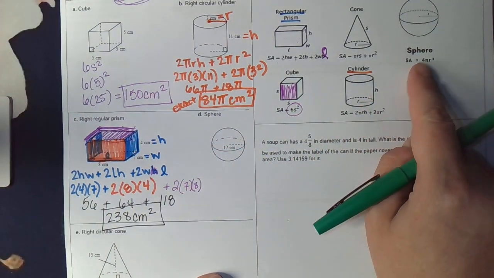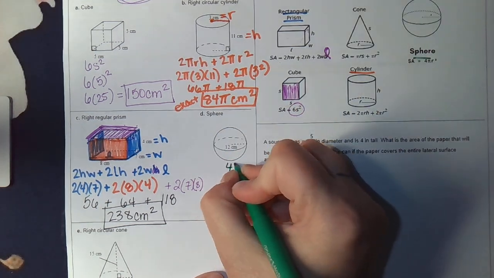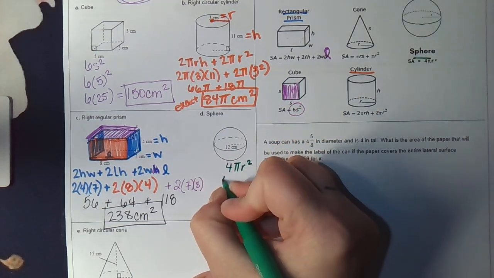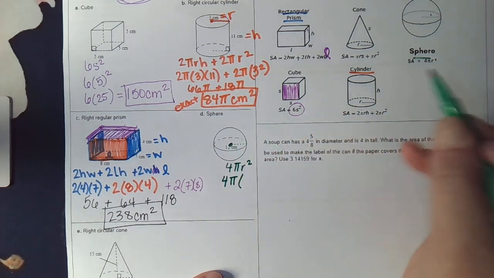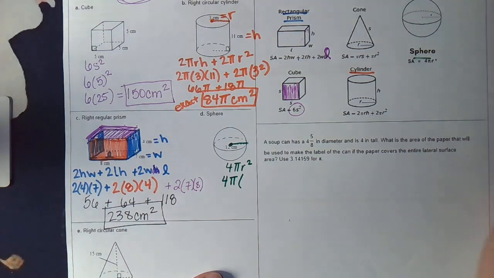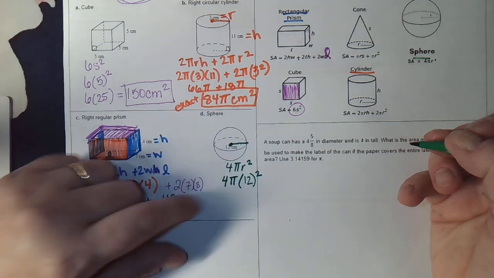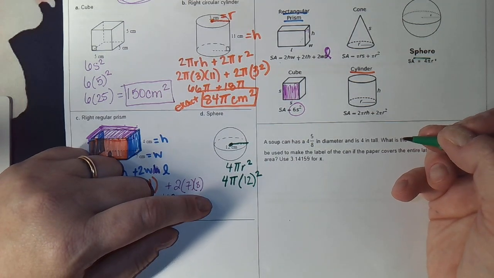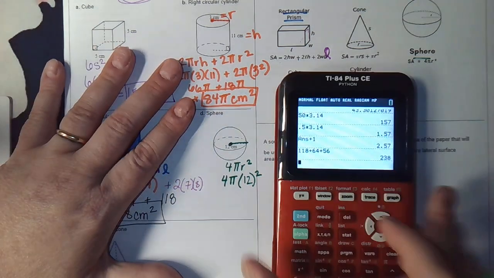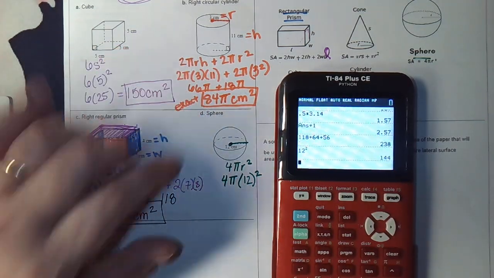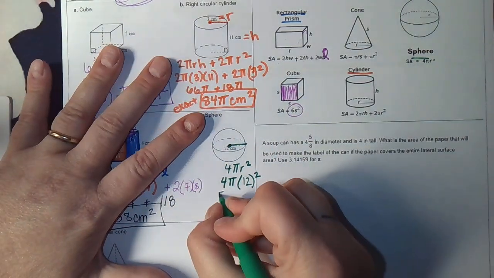Okay, let's look at this sphere. The sphere says 4 pi r squared. So it's going to be 4 pi, and then your r is that measurement from the center to the outside of the circle. So 12 squared. Okay, now we're going to do our multiplying. So 12 squared is 144. Then times 4 is 576.